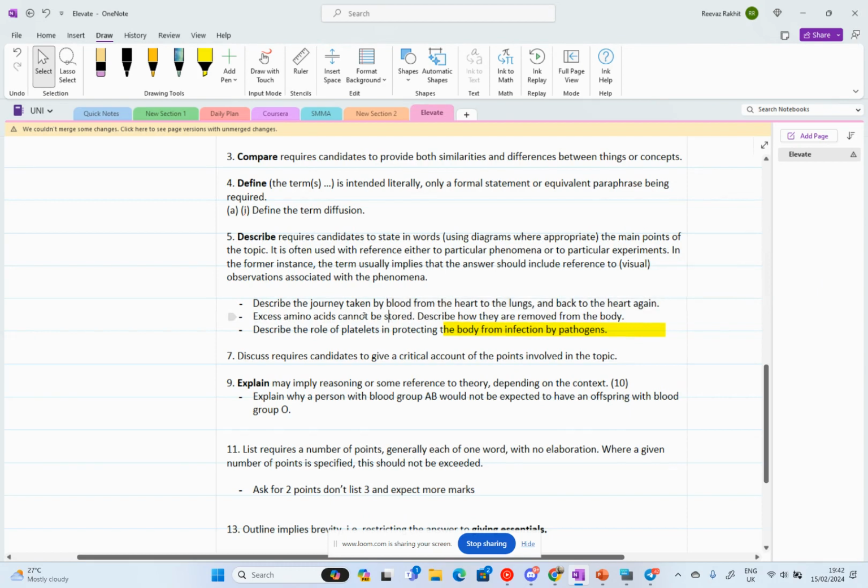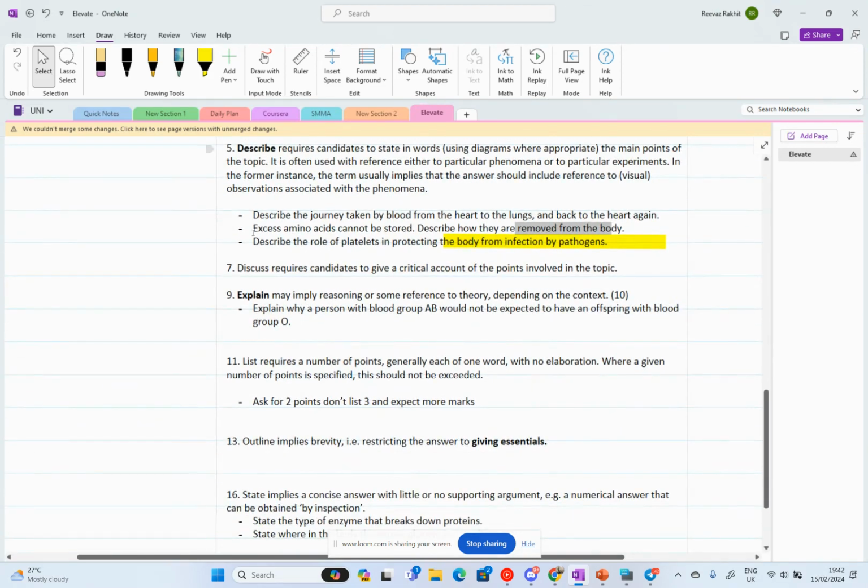Now, excess amino acids cannot be stored. Describe how they're removed from the body. The phenomena is how these excess amino acids are removed from the body. So it's essentially just describing a process or a way of how things happen. That's all. If you understand your textbook, if you know everything in the syllabus list, you'll be able to more or less conquer describe questions pretty easily.